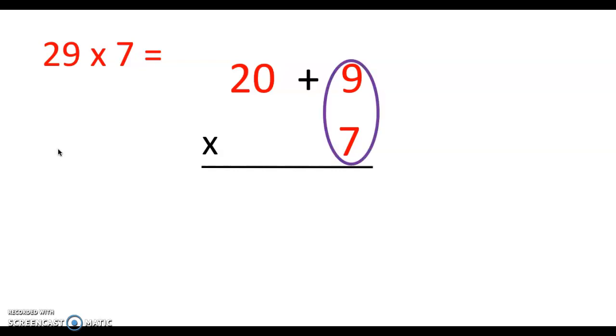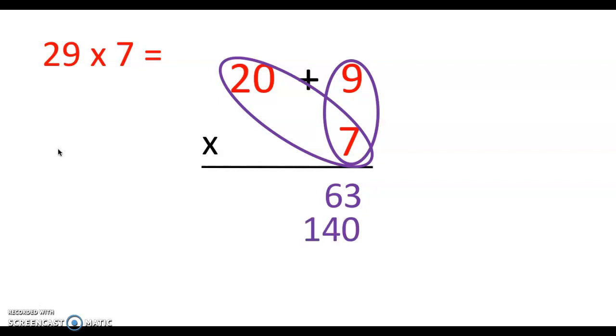Yep, we should start in the ones place. So I circled my 9 and my 7 because that is the ones place. 9 times 7 is 63. Then we know we need to make that 7 go around to all the others. 7 times 20. Well, I know 7 times 2 is 14, plus a 0 would make it 140.